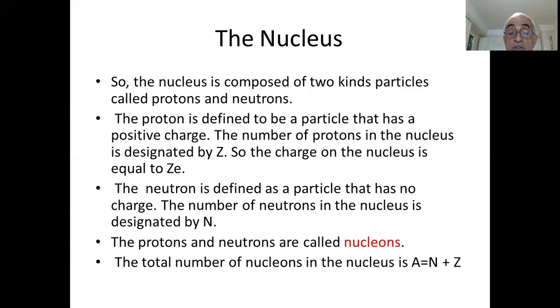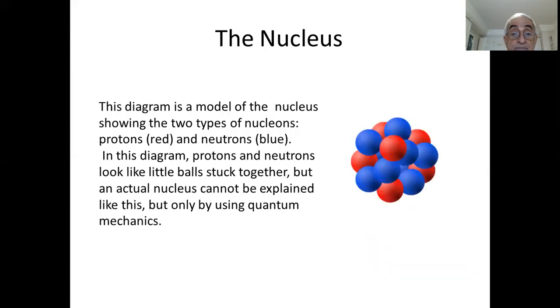The number of neutrons in the nucleus is designated by capital N. The protons and neutrons are all called nucleons. The total number of nucleons in the nucleus is A equal to N plus Z.